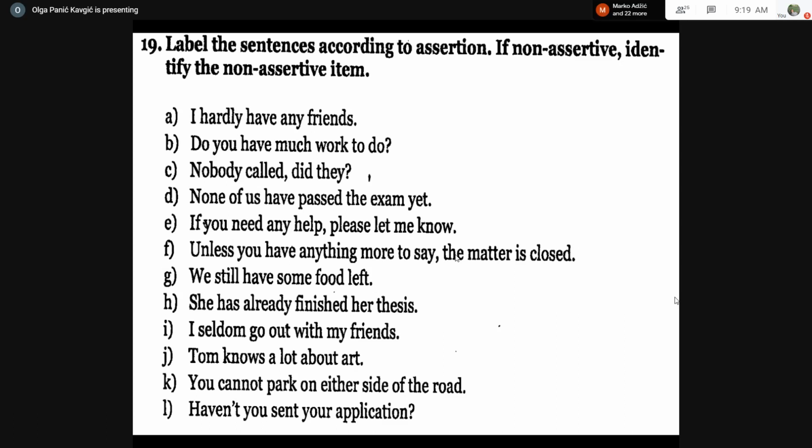We still have some food left. Good. Some. And it's assertive. Good. And there is something else also. Still, in addition to some. Still, yes. Still and some.